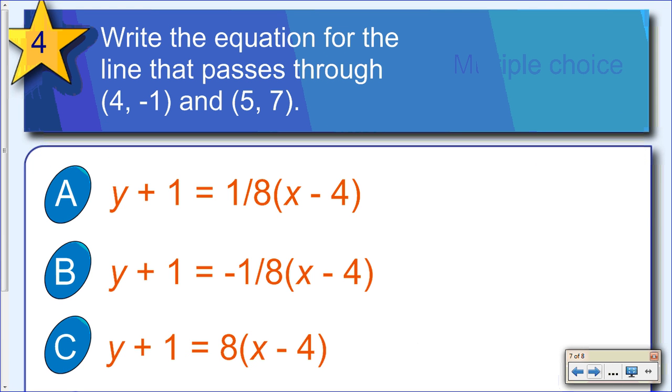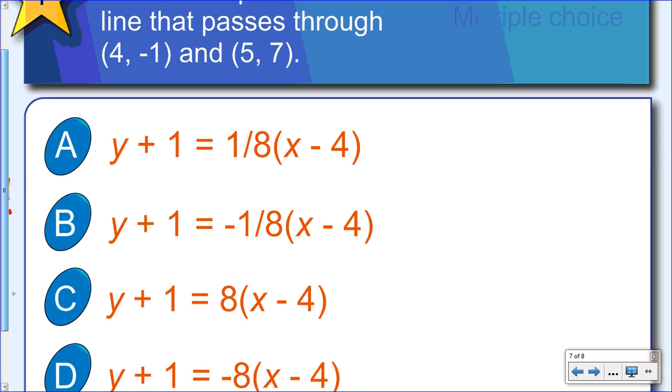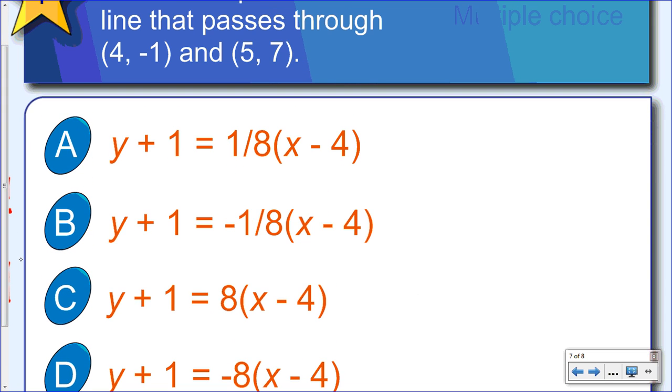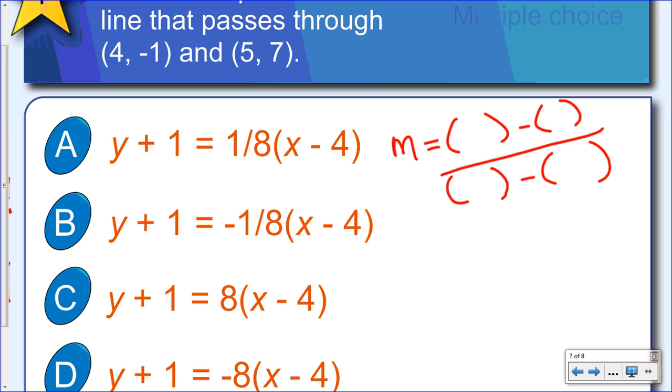Write the equation for a line that passes through these 2 points. Looks like this one gives us several different slopes. Oh, all 4 of these are different slopes, so I'm going to go for slope here. You could also plug it in the equation, but if you're doing multiple choice, this is a good deductive reasoning skill for you. y minus y over x minus x, y 7 and negative 1, and x 5 and 4. So this is 8 over 1. So it looks like my slope is a positive 8, and this is the only one with a positive 8. So I'm going to say it's C and call this one done.